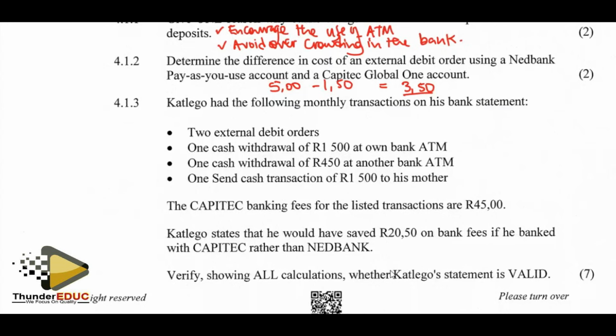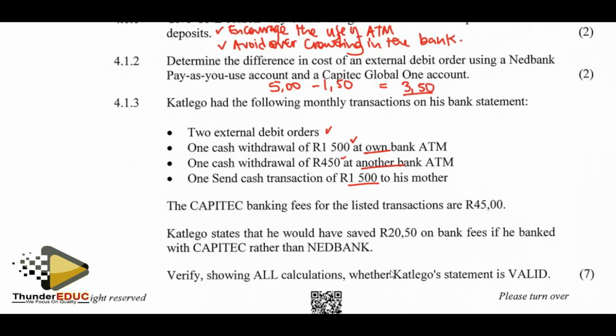Who had the following monthly transactions on the bank statement: 2 external debit orders, 1 cash withdrawal at own bank ATM, another cash transaction of 400 at another bank ATM, and 1 cash send of 1,002. These are all the transactions. So, 2 external debit orders.